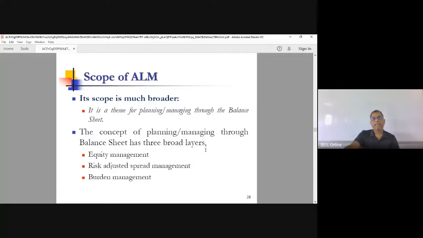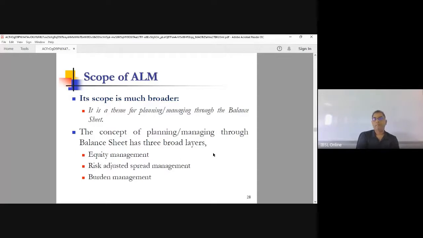So the concept of planning has three broad areas. One is, like I said, equity management, making sure your equity is at optimum, return on equity is optimum through ALM, right? Second one is risk-adjusted spread management. So basically, it feeds into profitability and equity, but it also is telling you, look, I want to make sure that I make the best return I can with the lowest possible risk, and therefore the best spread I can, NII, at the lowest possible risk.